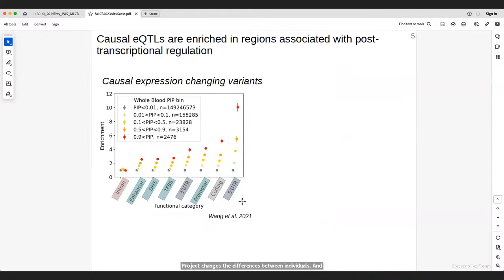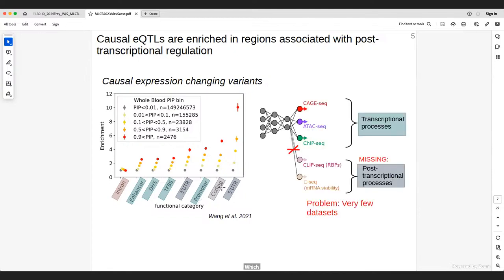One of the reasons we think that the model isn't able to predict these differences is that it doesn't know anything about post-transcriptional regulation. Enformer and most of the other models are trained on large data sets that are mostly covering transcriptional processes. But as the study here on the left suggests, we can see enrichments of causal variants not only in regions that are associated with transcriptional processes, but also especially in regions that are associated with post-transcriptional processes, such as, for example, the 5' UTR, the 3' UTR, or even the coding region.